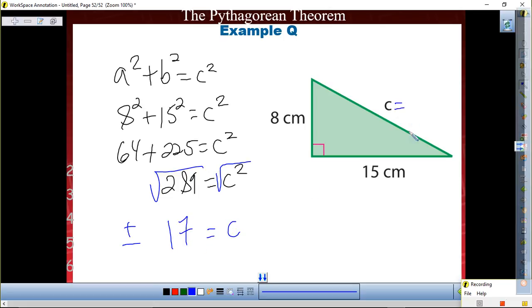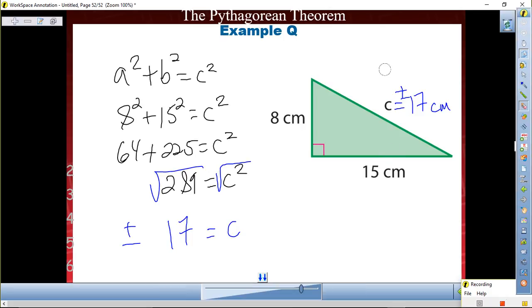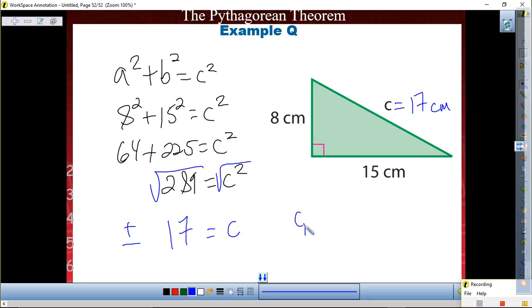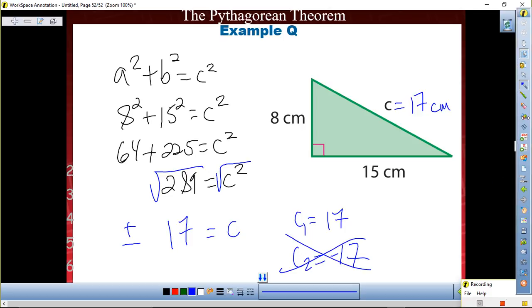So, what is the missing length right here, everyone? 17. Plus minus 17 centimeters. Let me ask you this. Is it plus minus? No. Why not? Because it's a distance and we don't use what? Negatives for distances. So here, even if C sub 1 is 17 and C sub 2 is negative 17, in this case we don't use the negative because we're talking about distances. You understand? Okay, copy this one.